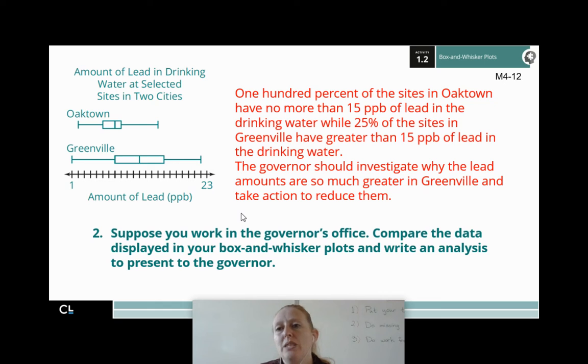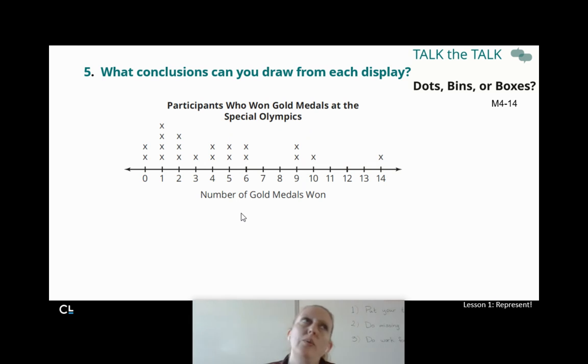All right, so with this in mind, we're going to skip over a whole bunch of pages. Come on over to page 14, all the way over to page M4-14. And I have for you just a couple of questions. I've got a dot plot, I've got a histogram, I've got a box and whisker plot over here. I just want you to tell me what conclusions you can draw from each display. What conclusions can you draw from your box and whisker plot? What conclusions can you draw from your dot plot? What conclusions can you draw from your histogram? Hit pause, tell me what you can conclude, and then hit play when you're ready to keep the discussion going.